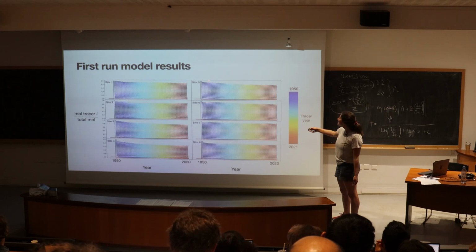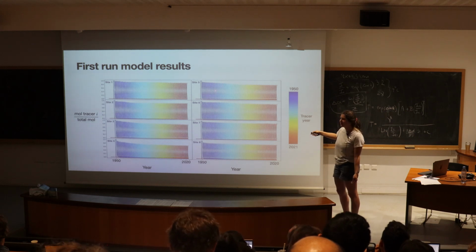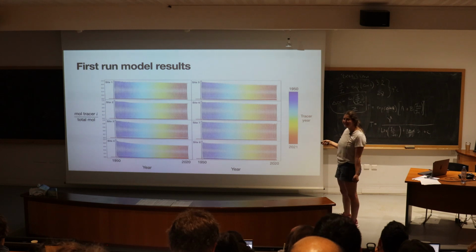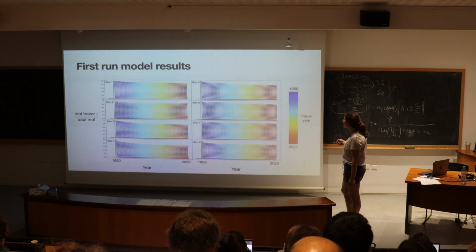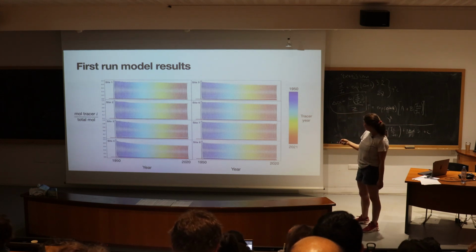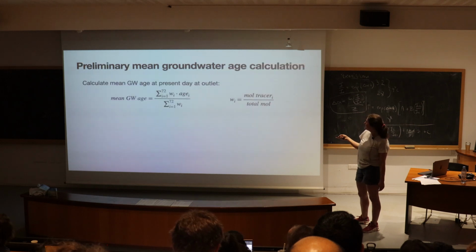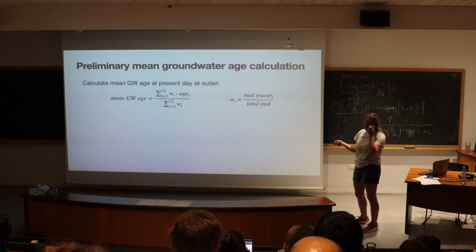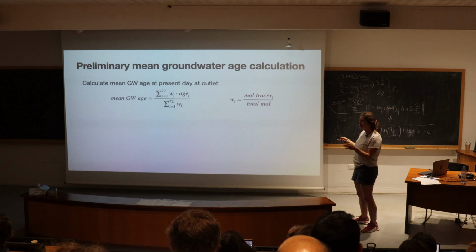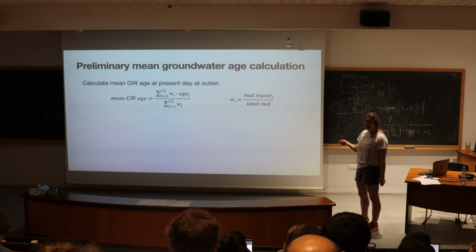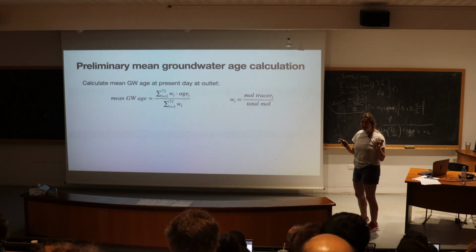And then I guess the other thing here is that this decline right here just shows me I didn't run my model for long enough before I added the tracers, and I didn't reach a steady state. And so that's definitely something that needs to be improved. But then I was like, okay, even though it's obviously a poor representation of the site at this point, I wanted to try to estimate mean groundwater age.